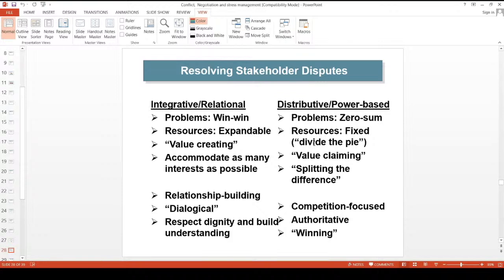On the other hand is the distributive approach, in which we target the zero-sum approach. That is a win-loss situation, in which one party is the winner and the other party is the loser. We usually term it divide the pie. We have to divide the pie among the different parties, splitting the difference between the two parties. Next is the relationship building approach, in which we believe in dialogue in order to resolve the conflict between the two parties. The fourth approach is competition, or the more power-based approach, in which we use an authoritative style in order to resolve the conflicts between the two parties.